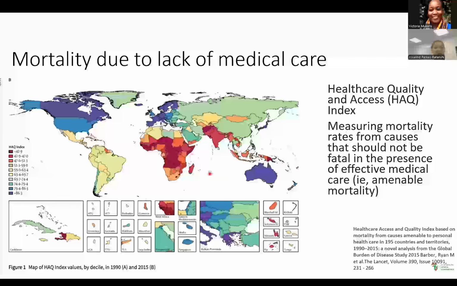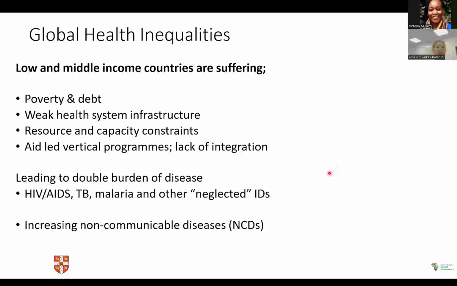And in our areas that we are coming from, so from Southeast Asia and Africa, we are suffering the most from inequalities in access to healthcare. And this is causing us huge amounts of mortality that isn't happening elsewhere in the world. And so what are the other reasons for global health inequalities?